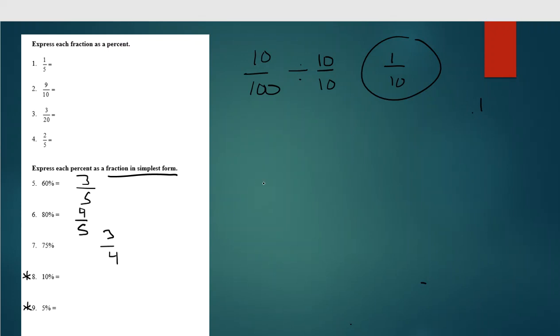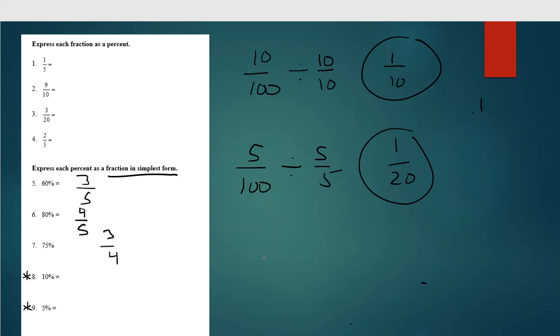Okay, let's look at 5%. 5% would be 5 over 100, or 5 out of 100. That's what 5% is. And so then to simplify this, our greatest common factor between the top and bottom would be 5. 5 goes into 5 once. 5 goes into 100 20 times. Okay, 1/20. Now, 1/20 is our simplest form.